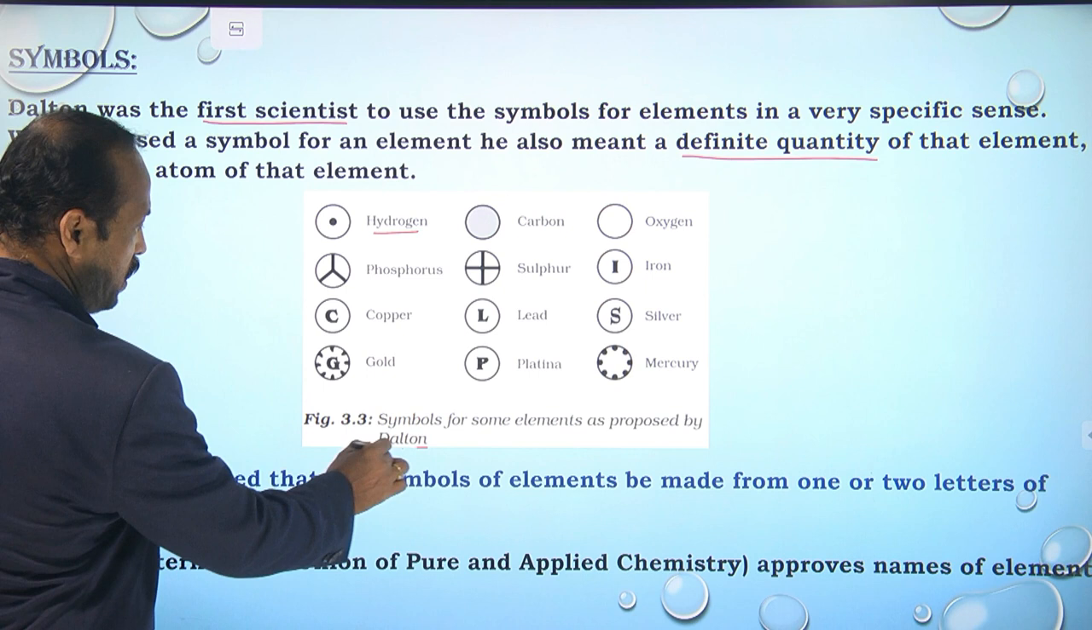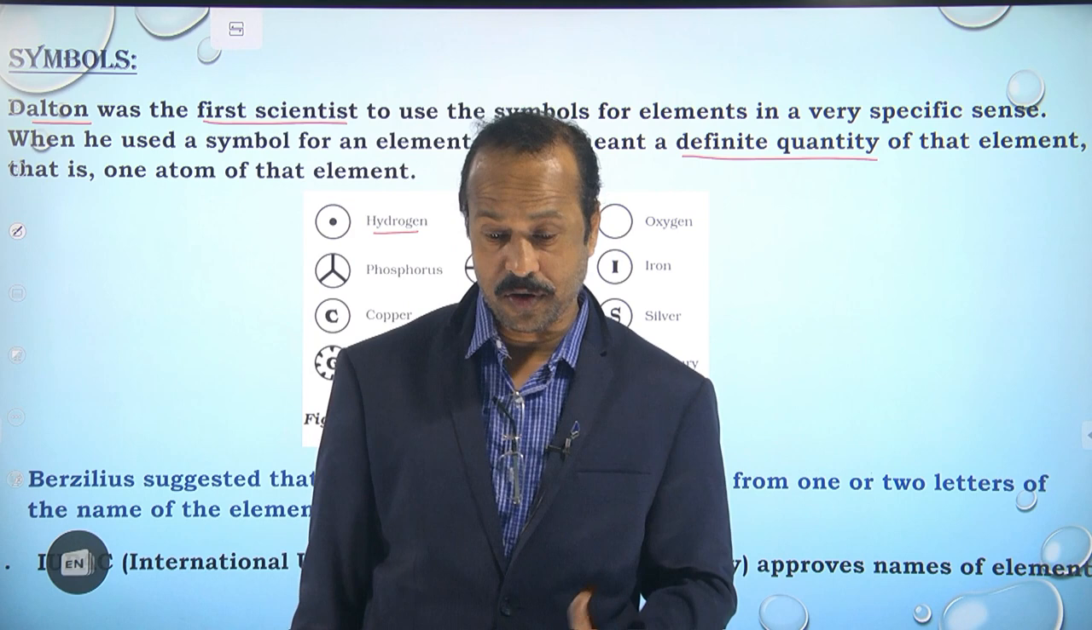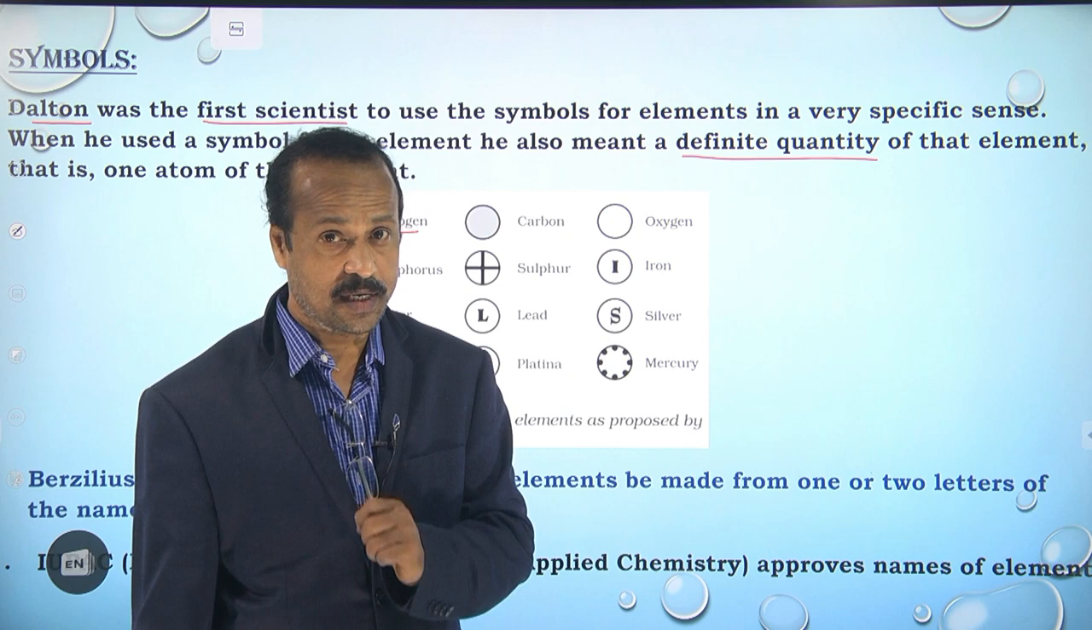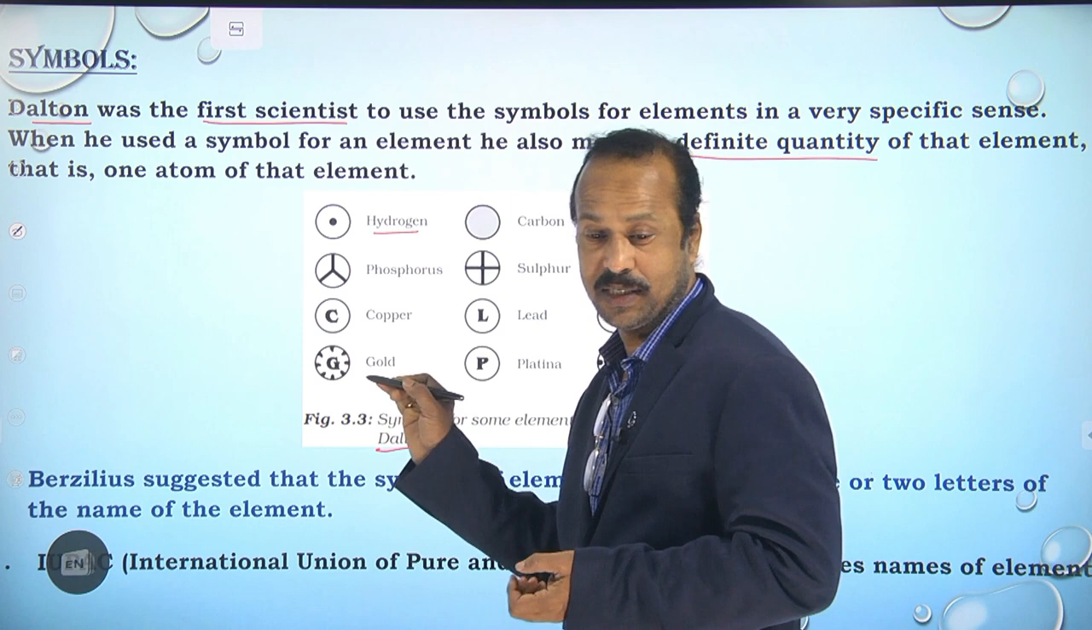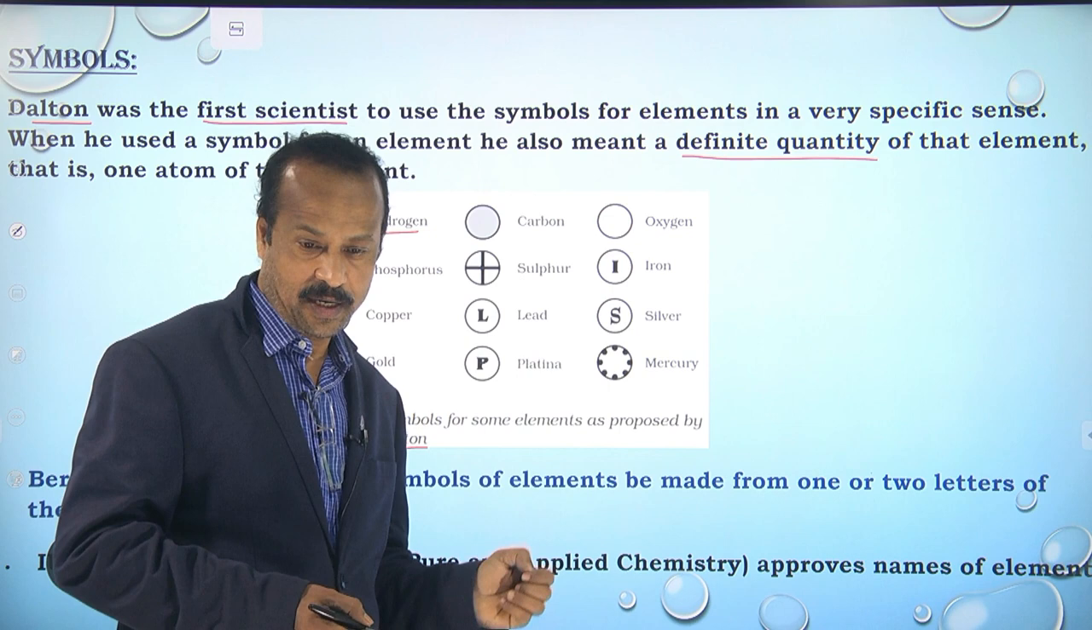But these are difficult, yes or no? To remember these would be a little bit difficult for us. And even if you want to write a chemical reaction, like the equation I just wrote, hydrogen reacts with chlorine to give hydrochloric acid, how can you write this chemical reaction using these symbols? Is it possible? Possible, but it will be difficult to write, right? So this way of representing elements was not quite easy and comfortable.